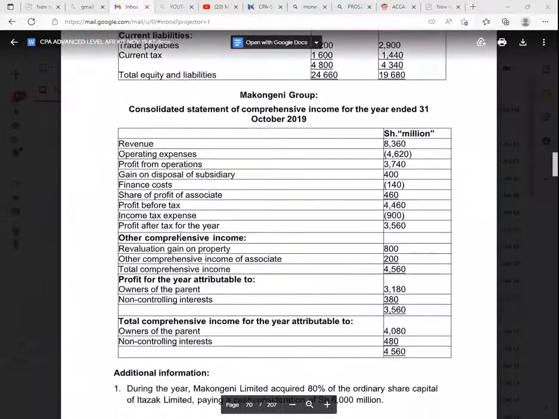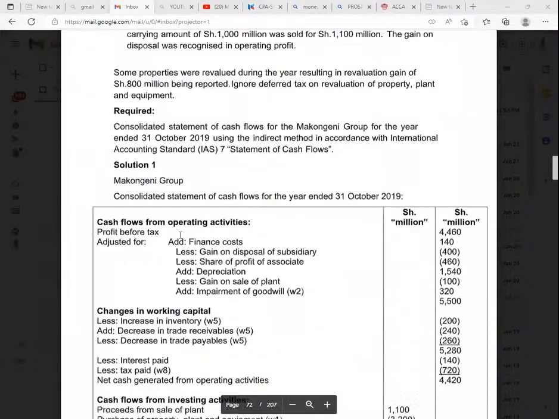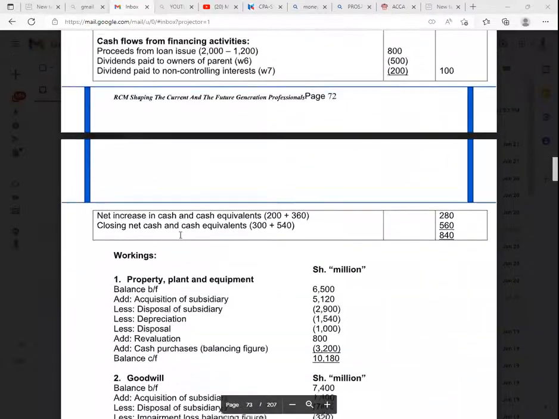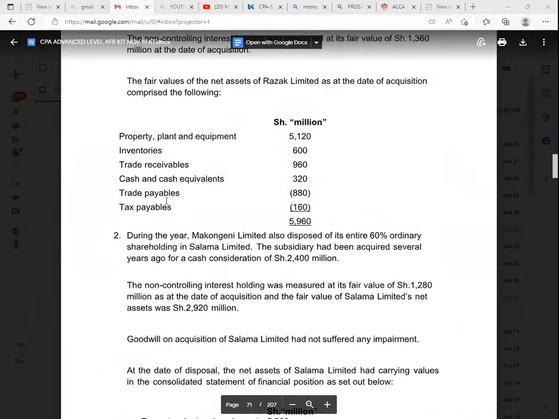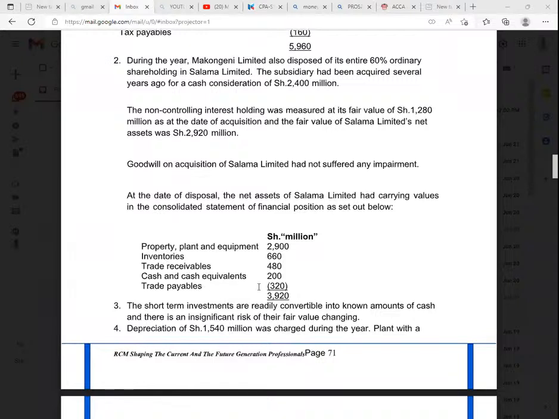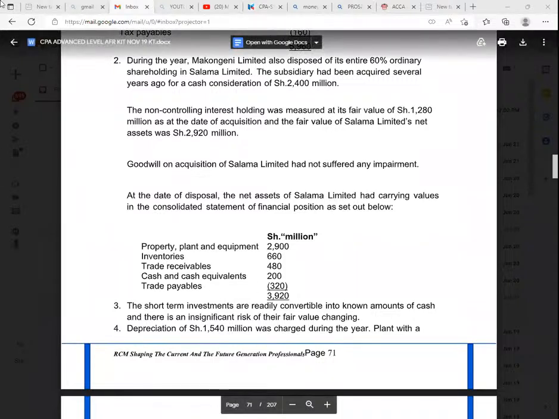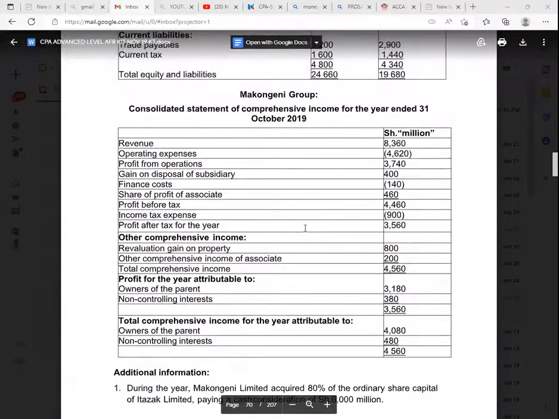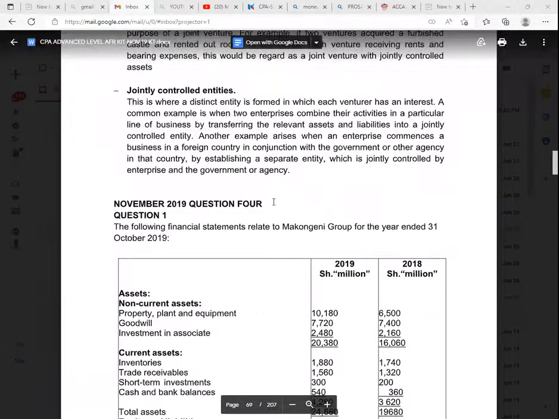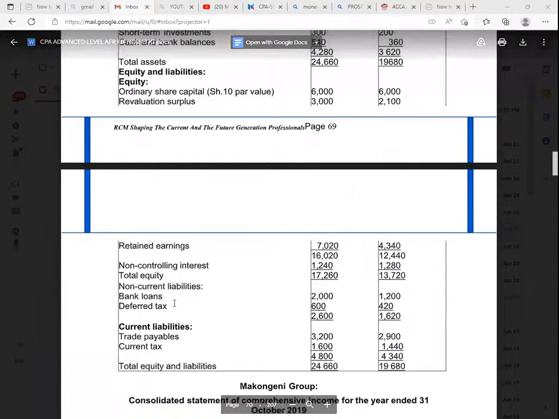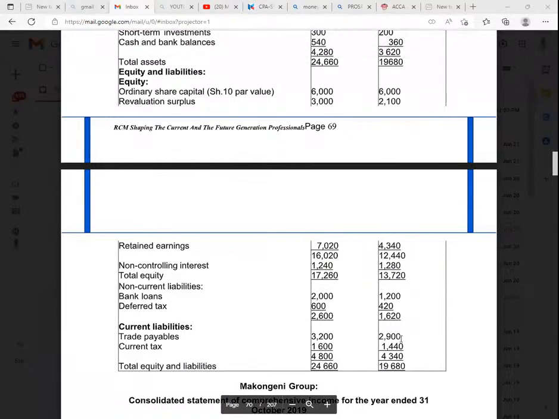All right. So in this case, the disposed subsidiary payables, disposed is number 2. It's here, 320. So you add these to the closing. And then you say minus the opening payable. The opening payable is here. The opening payable is 2,900.